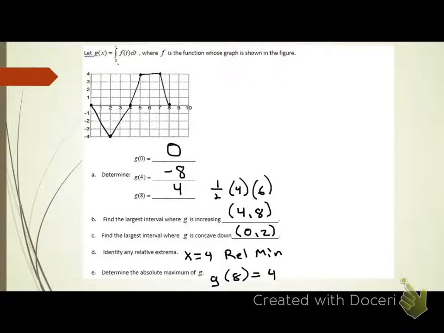Where was our absolute minimum value at? g of 4. Let me pause for a second.